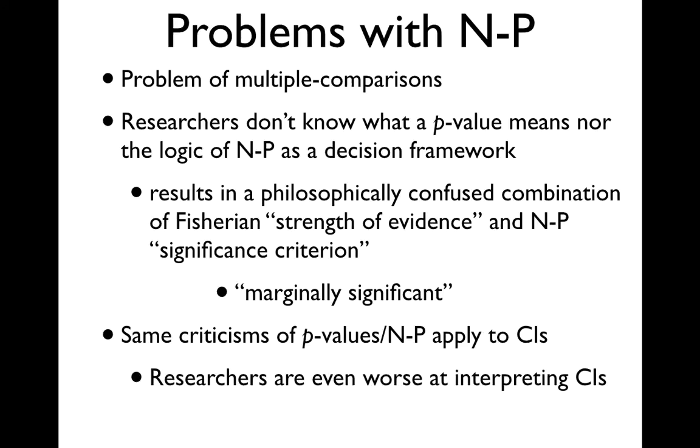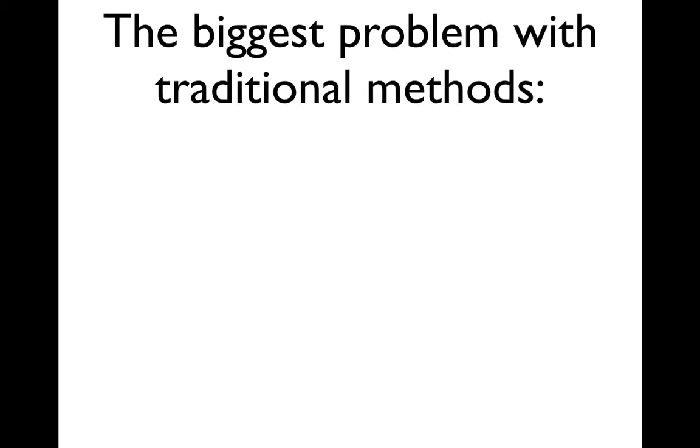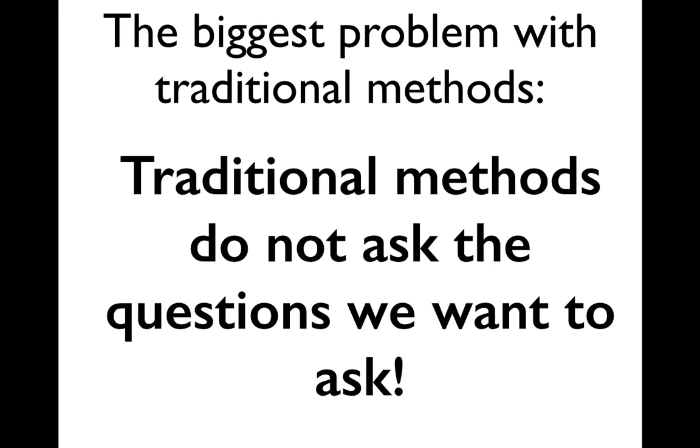And indeed, in the same way that there have been survey studies of researchers with multiple choice questions on what a p-value means, they've done the same thing with confidence intervals, and researchers are even worse at accurately identifying what a confidence interval means. But again, the biggest problem with traditional methods is that they don't ask the questions that we want to ask.